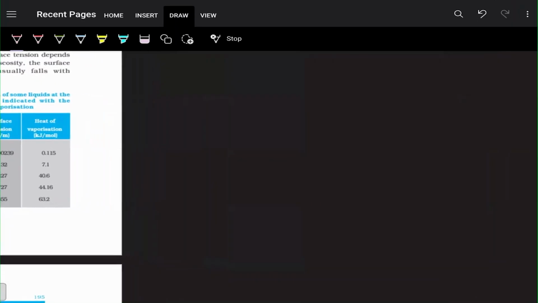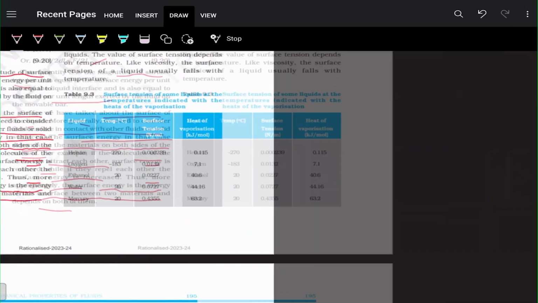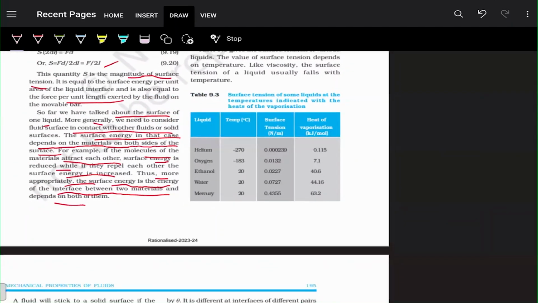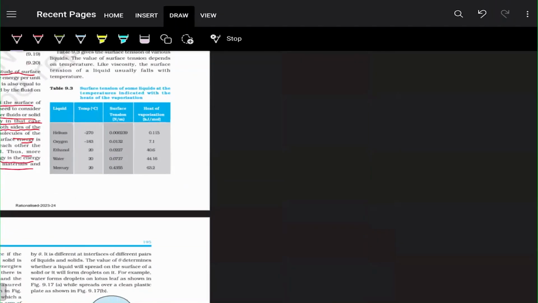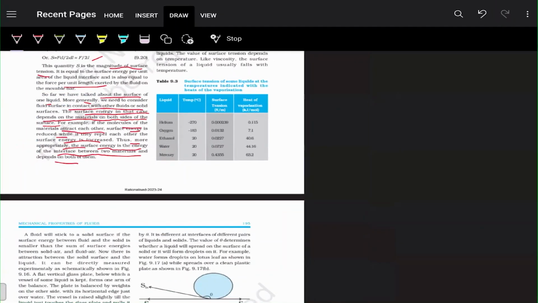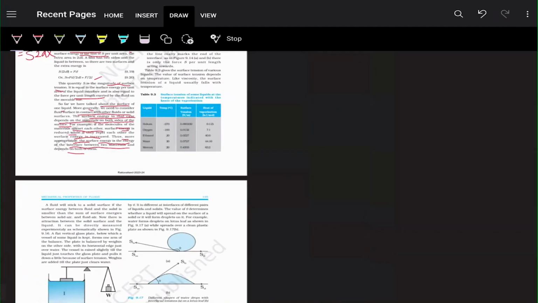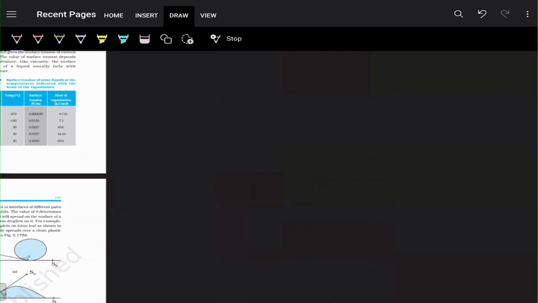See? It depends on both of them. Correct? Yes. So, what can we write? Surface tension is equal to... what can I write? Surface tension is equal to force per unit length.